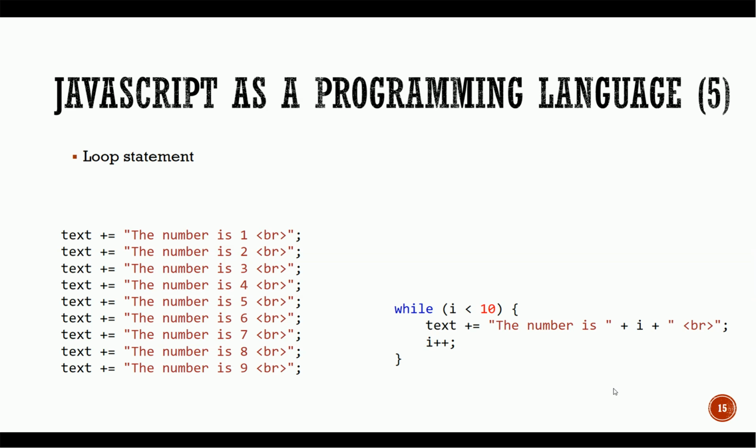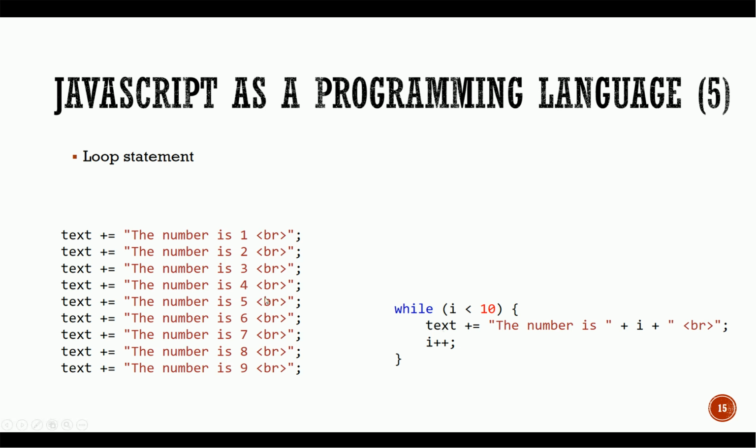The most important and probably the most used logical flow in all kinds of programming languages is the loop statement. Sometimes we want to execute a block of code more than one time, and we can run the same code over and over again, each time with a different value.